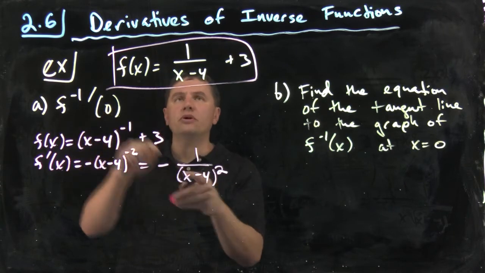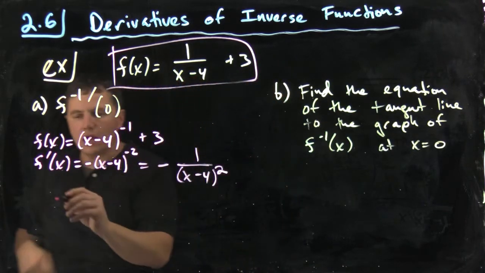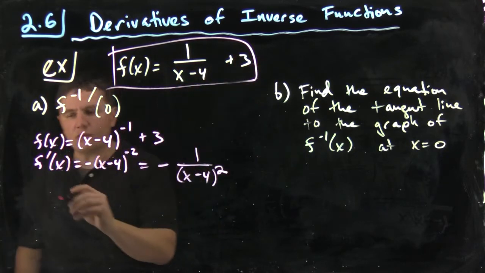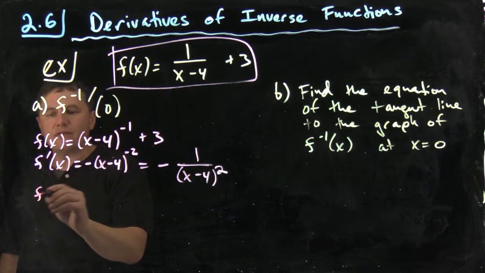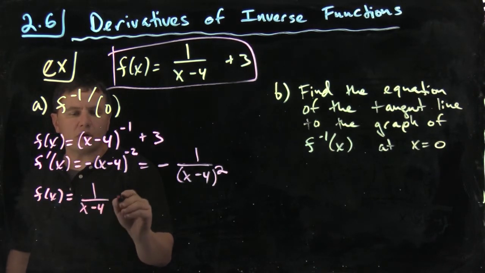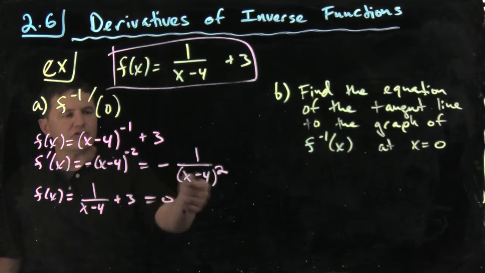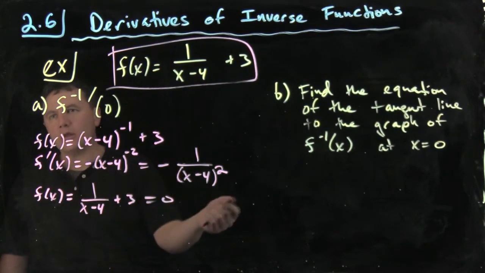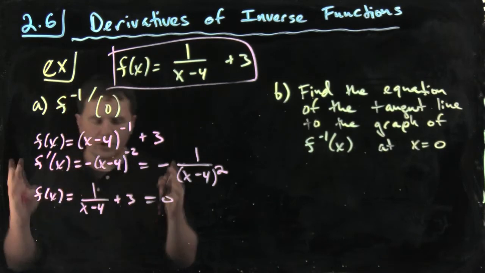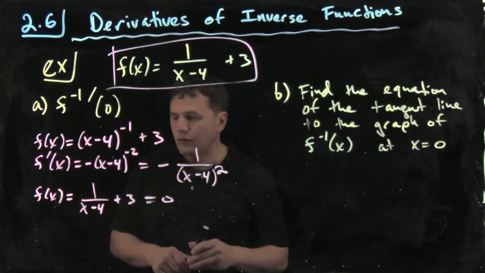0 is the output of this. So I've got to figure out what I'm inputting in this by solving what gives us 0. So I want to know when f of x is equal to 1 over x minus 4 plus 3. I want to know what gives me 0 there. So it's actually the output of the f that I'm plugging in because the output and input switch. And like I said, it's one of those things you're just going to have to work through before you feel all that comfortable with it.